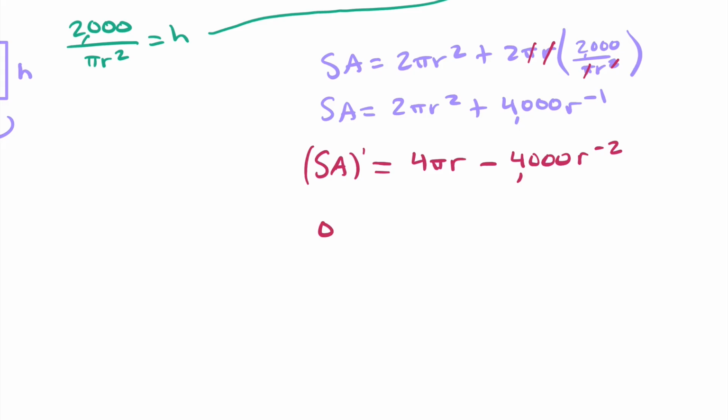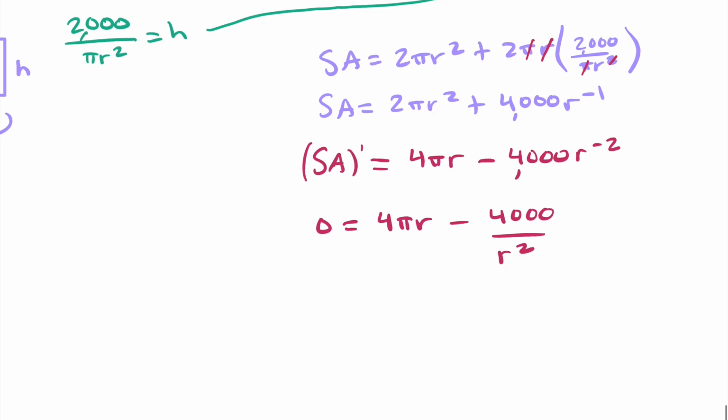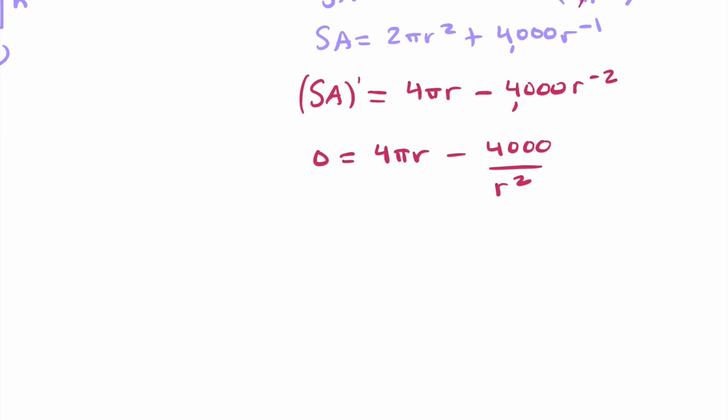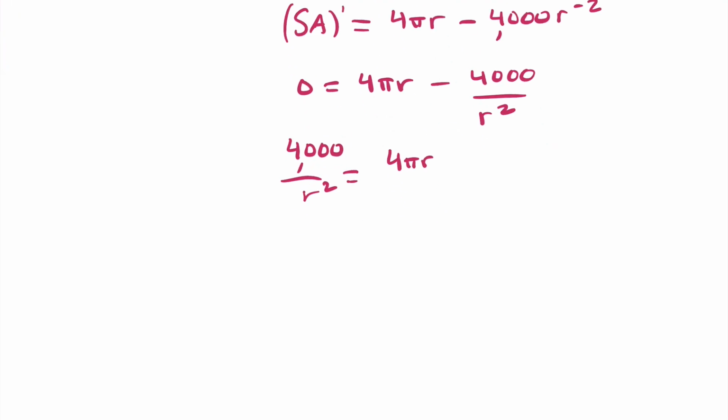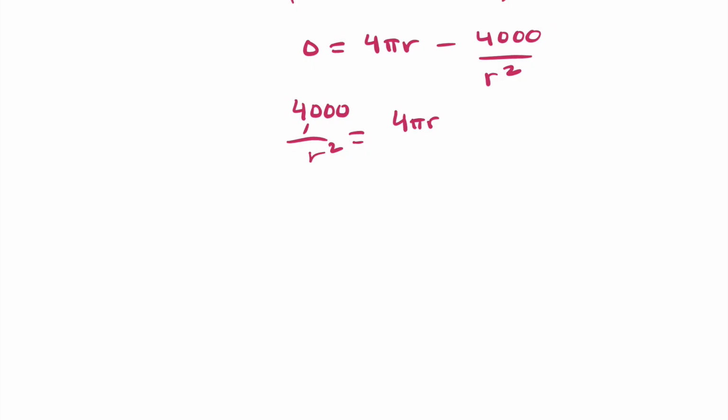So we are setting this equal to 0, so we are looking for where it's a critical point. So it's going to be 4,000 over r squared. I do think the easiest way here would be to move the 4,000 over. So 4,000 over r squared equals 4 pi r. Cross products or multiply both sides by r squared. Either way, cross products. This is a 1, 4 pi r over 1. So 4 pi r cubed equals 4,000.